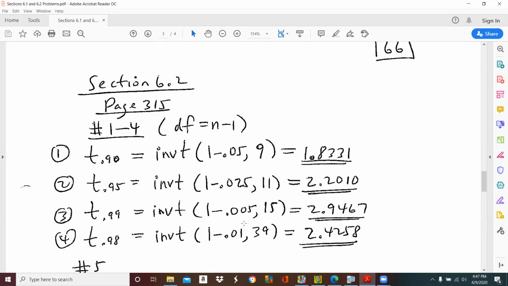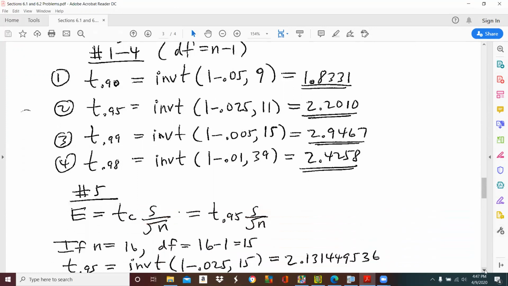So you put these into your calculator, you get these as your critical values. And that's how you find critical values using inverse T. All right, so it's very important to know how to do that.